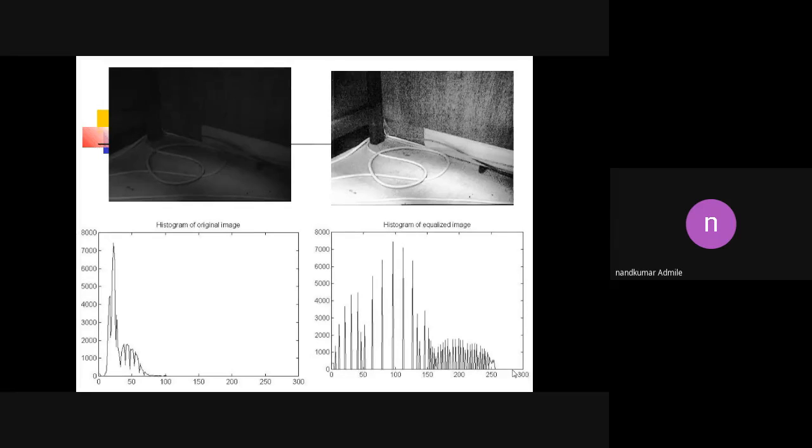Is the basic idea regarding histogram equalization clear? What is the purpose of histogram equalization? It can simply enhance the quality of the input image. Clear to everyone?